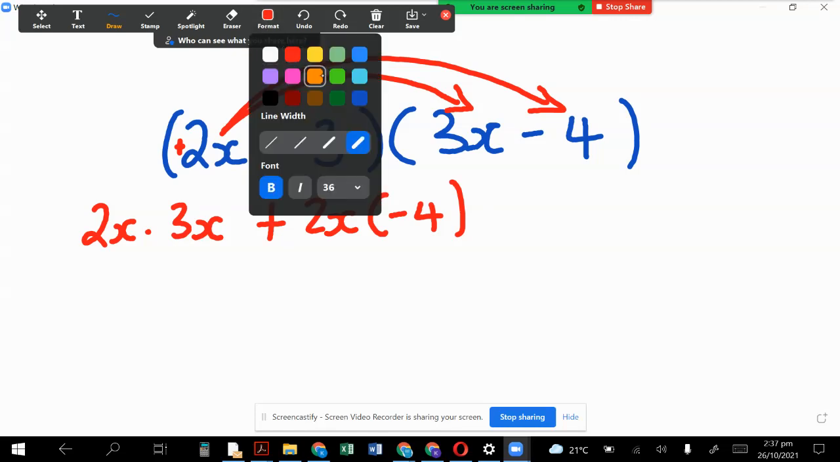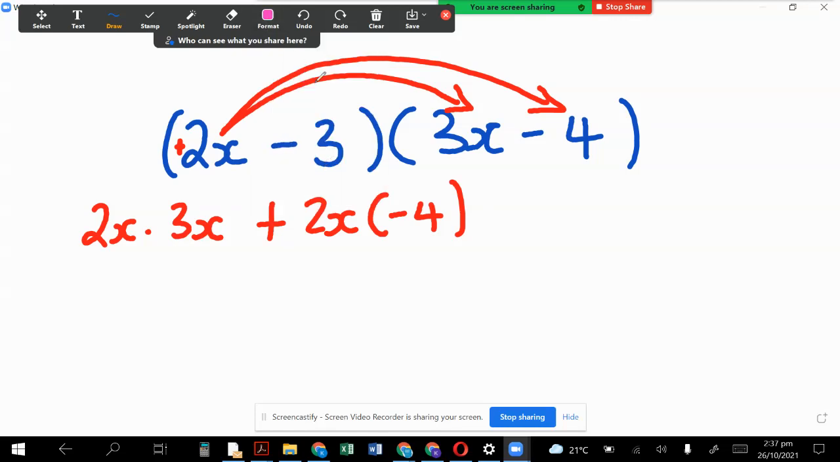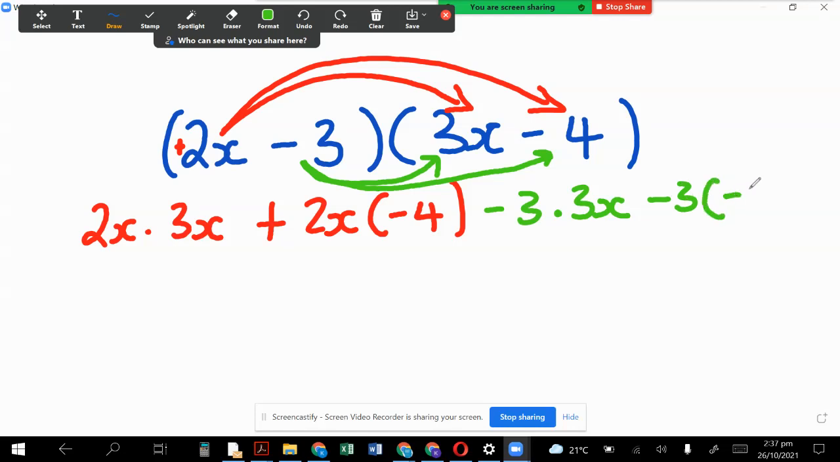Now let's go to the next one. Negative 3 multiplied by the first term in the second bracket, negative 3 multiplied by the second term. So we get negative 3 times 3x, negative 3 times negative 4. From this now, I can simplify these two.